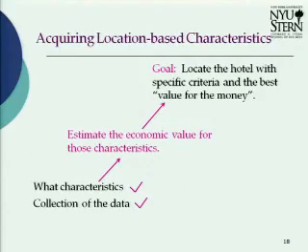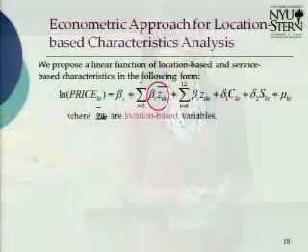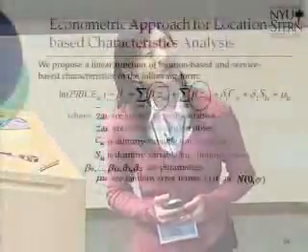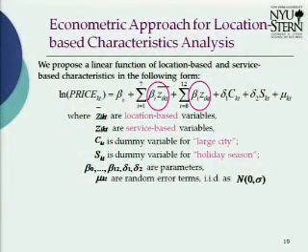We use hedonic regression models to estimate the economic value for this hotel characteristic. We propose a linear function in the following form. Here, the first summation part is location-based variables, and the second summation is service-based variables. C and S here are our control variables. C is a dummy variable for large city, and S is a dummy variable for holiday season. The beta and delta here are parameters we want to estimate, and mu are random error terms.